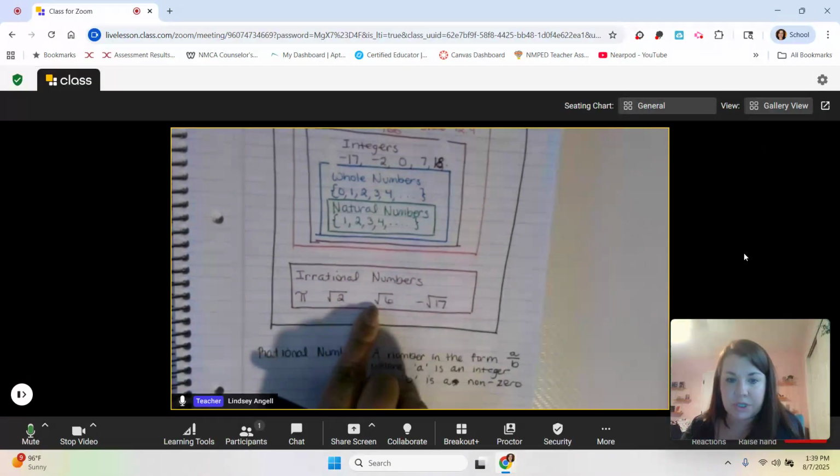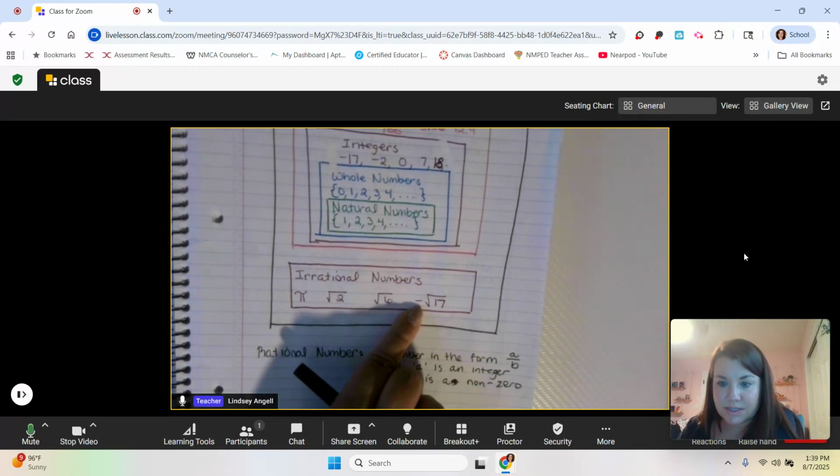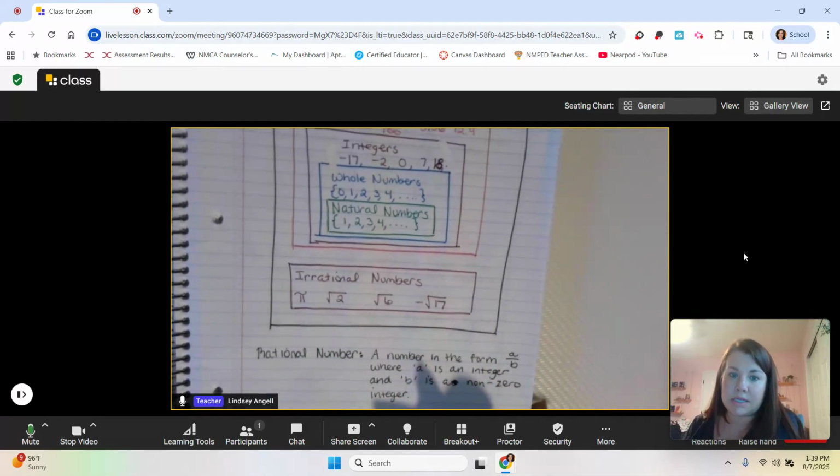The square root of 2, the square root of 6, negative square root 17. If we were to even just enter those into a calculator, it would go on forever. We wouldn't be able to see the entire thing.